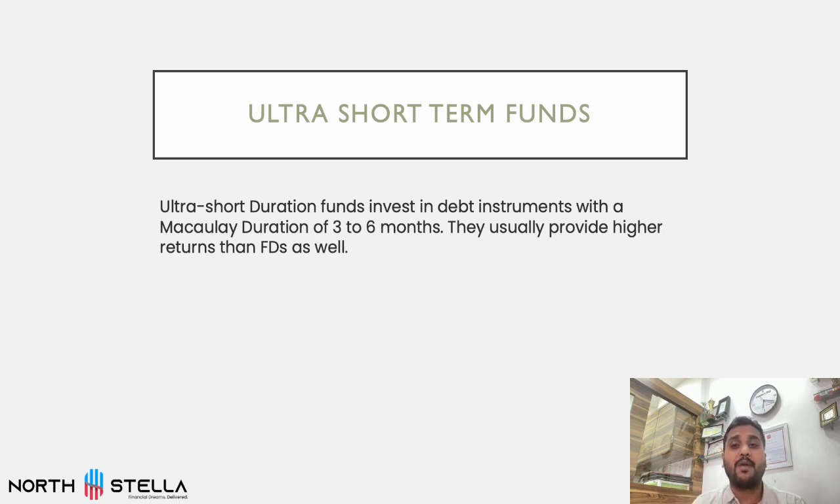So now if you are looking to park funds for the next 3 to 6 months, this is the fund you can opt for. You can avoid investing in a liquid fund, but you can invest in an ultra short term fund if your horizon is 3 to 6 months. If your horizon is less than 3 months, you should be parking your fund in a liquid fund.